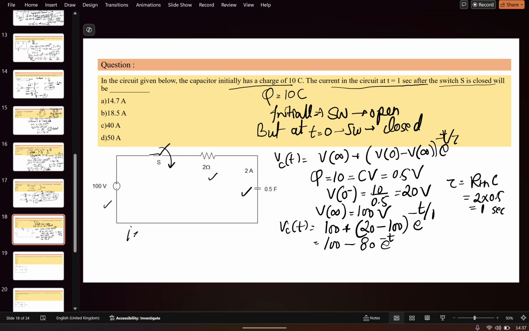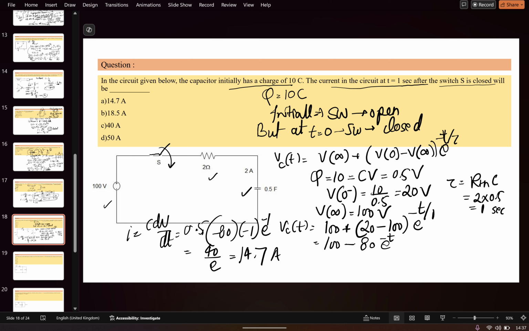Current I is equal to C dV by dt. C is given as 0.05. Differentiate the voltage, it will become minus 80 minus 1 e to the power minus t at 1 second. It will become 40 by e. 40 by e will come out to be 14.7 amps. Let's take the calculator.